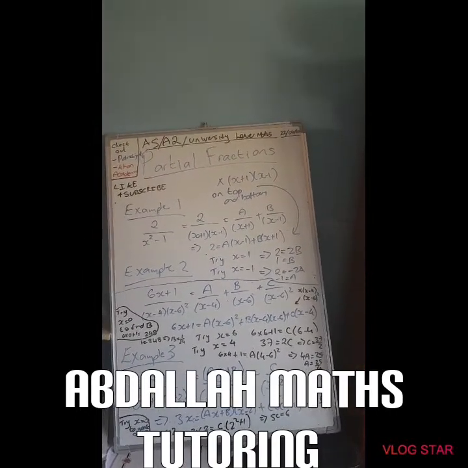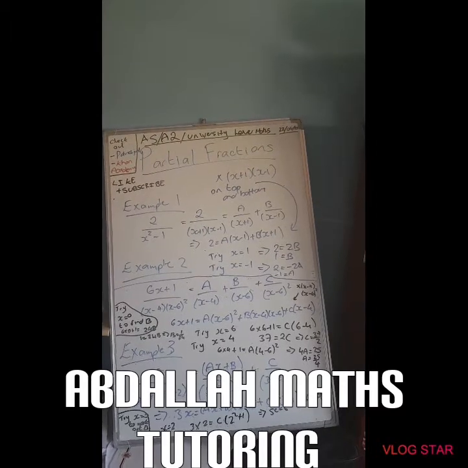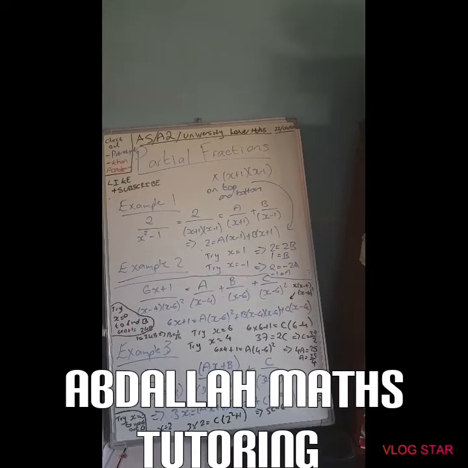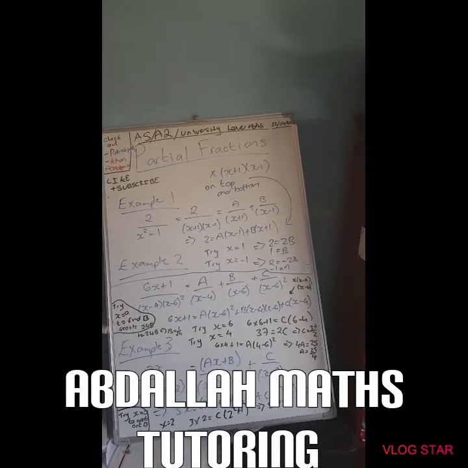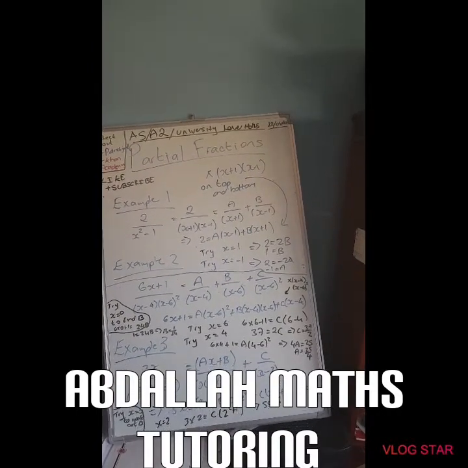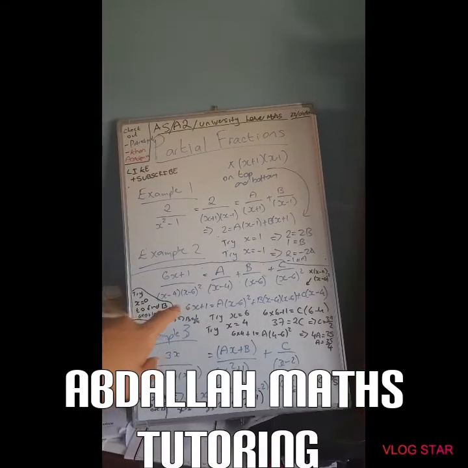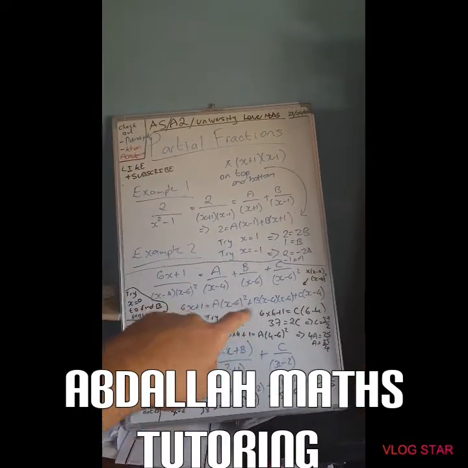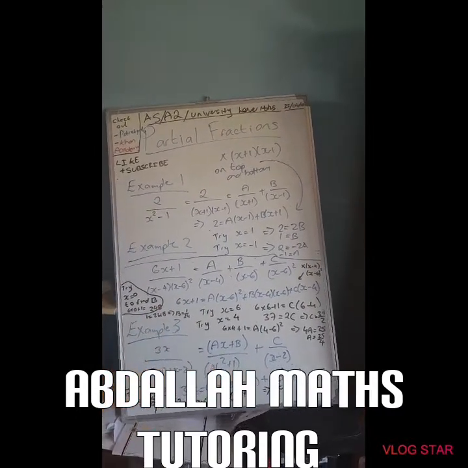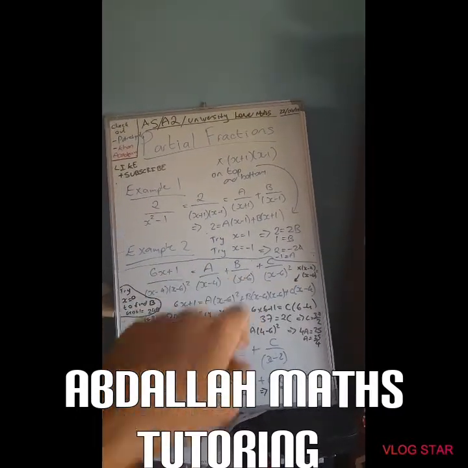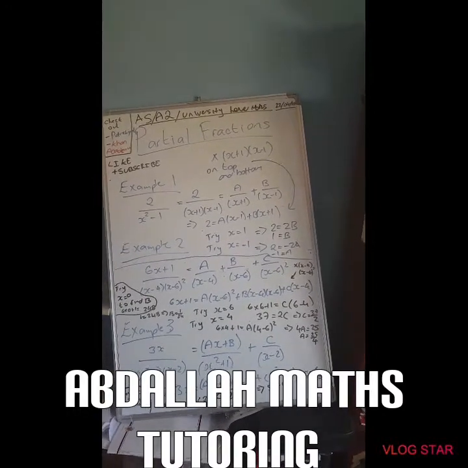Right guys, example number 2. 6x plus 1 over x minus 4 brackets x minus 6 all squared. If I have a square or a cube for one of my factors, then I have to write down the factors of that. So x minus 6 and then x minus 6 all squared. That's just the rule, guys.